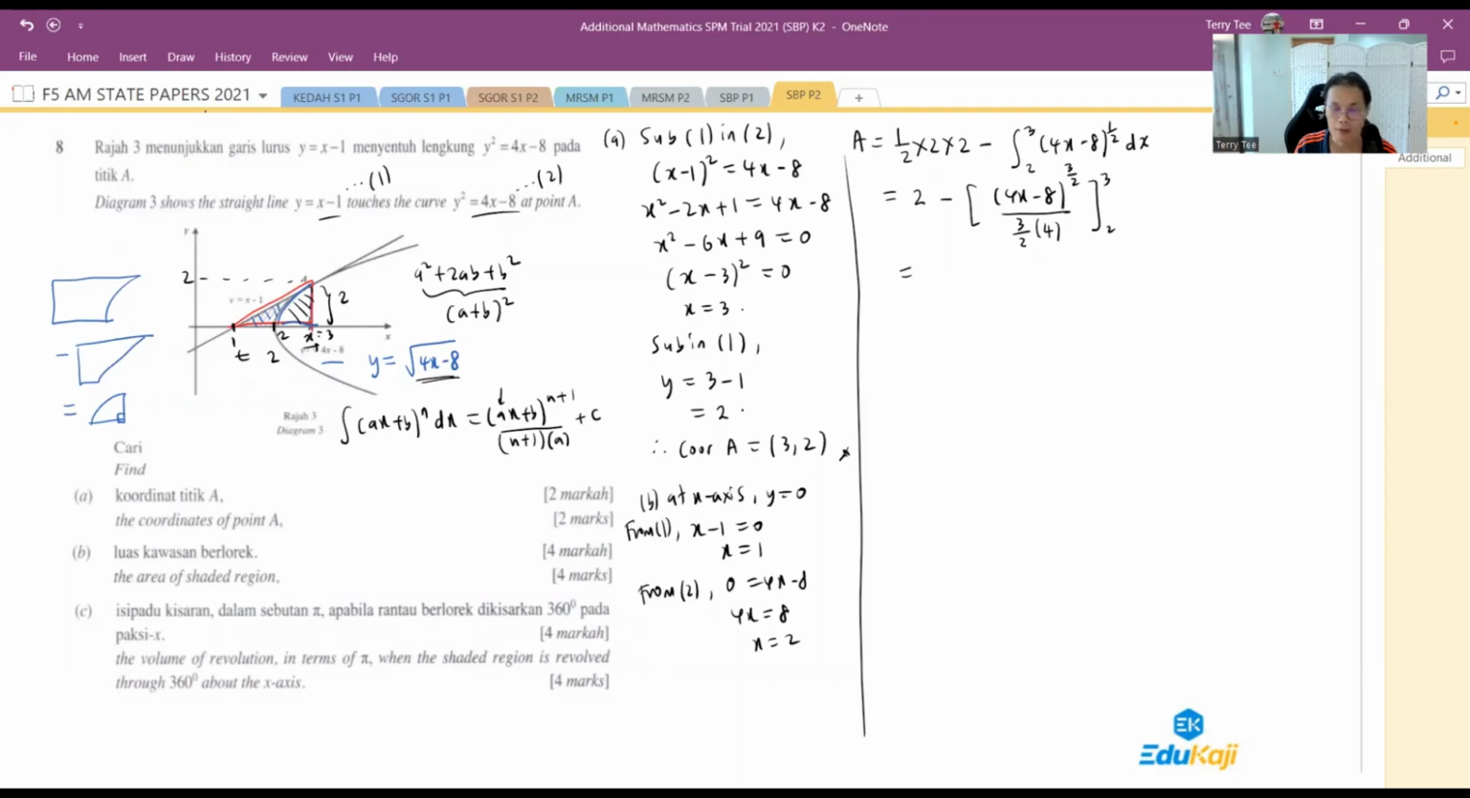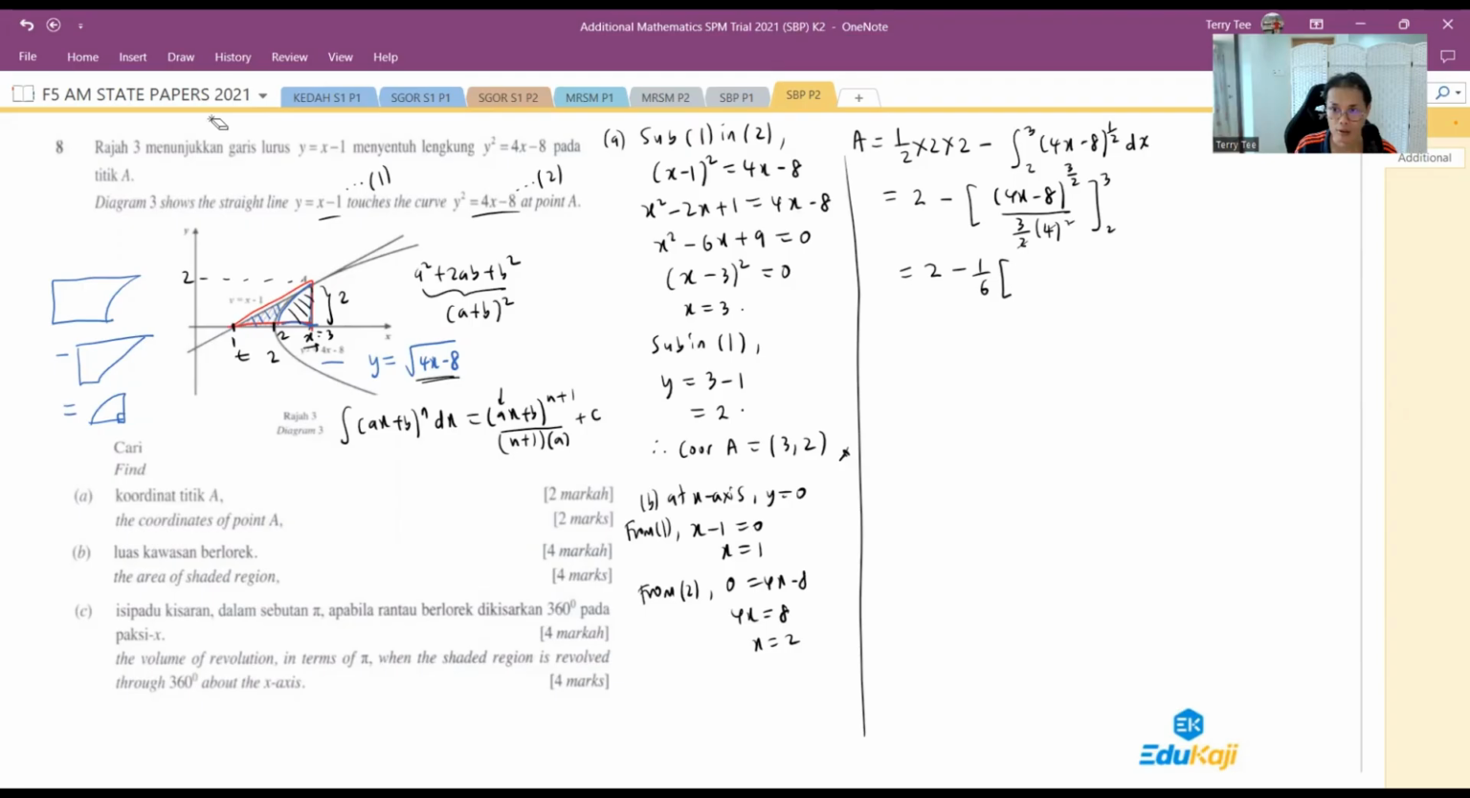I'm going to start off by copying the 2 first. Before I put the 3 inside, this one you can cancel. Cancel that with 2. I'm left with 1 over 6. Let's put 3 inside. You get 4 times 3 minus 8. We can write this, 4 times 3 is just 12. 12 minus 8, you can just write 4. Maybe I write 4 straight away.